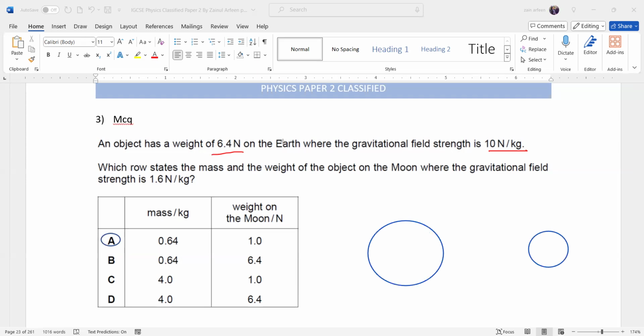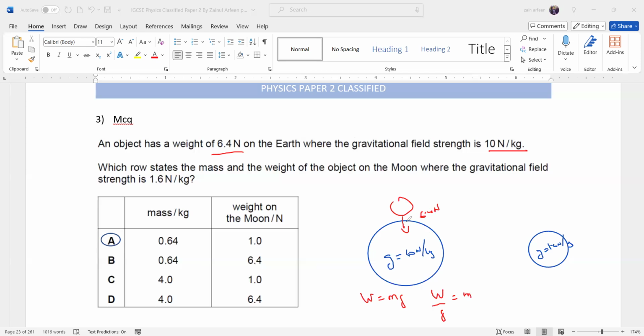So for example, the gravity of the Earth is given as 10 Newton per kg in the question, and the gravity of the moon is 1.6 Newton per 1 kg. And the weight of this object is 6.4 Newton. So what will be the mass? The weight is mass times gravity. So if we need the mass, it is weight divided by gravity.